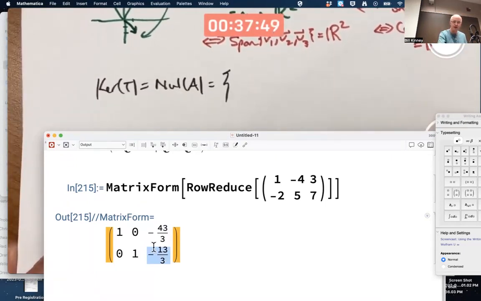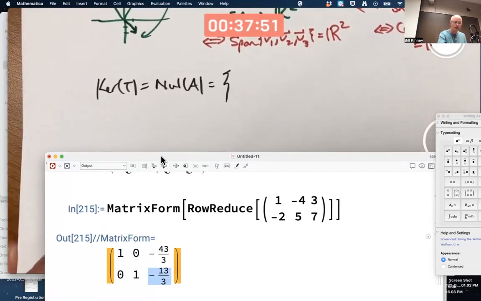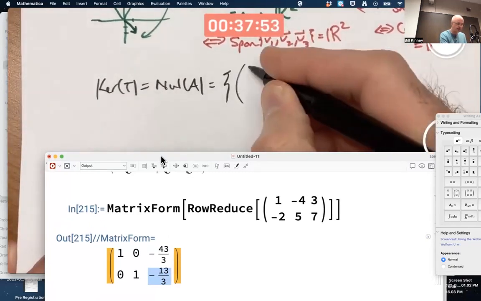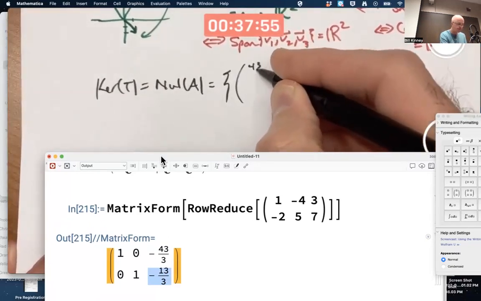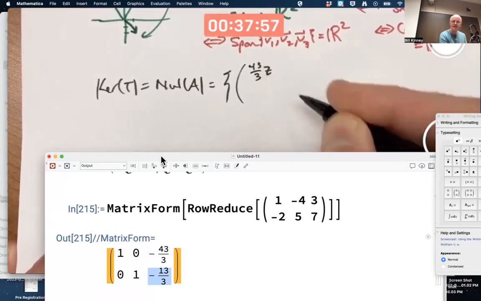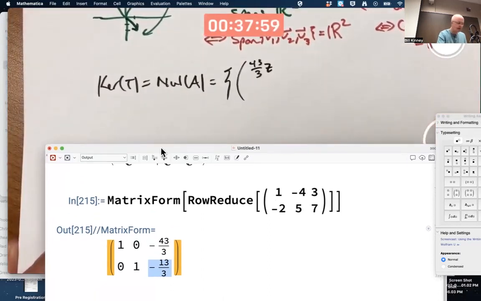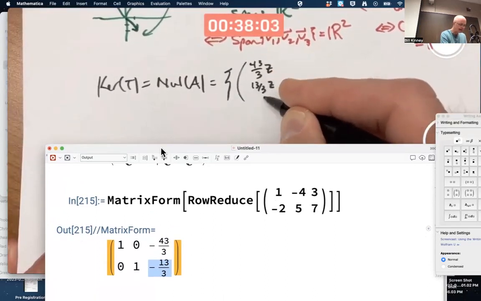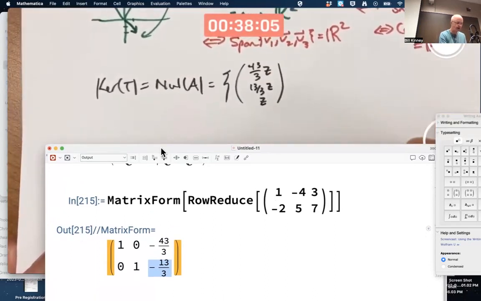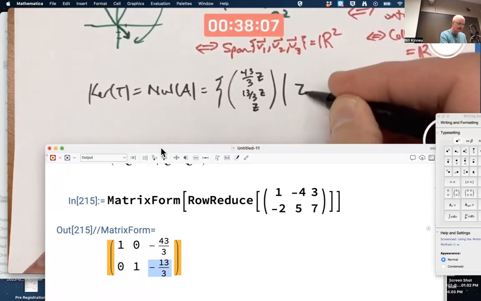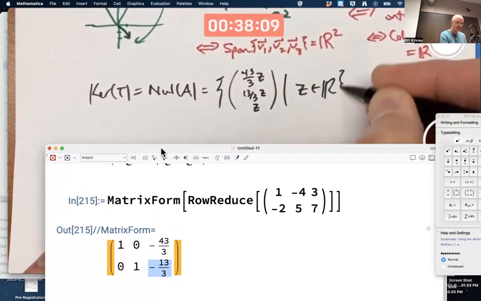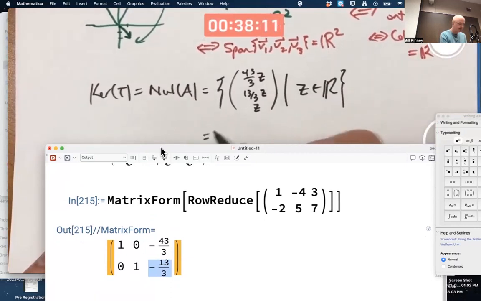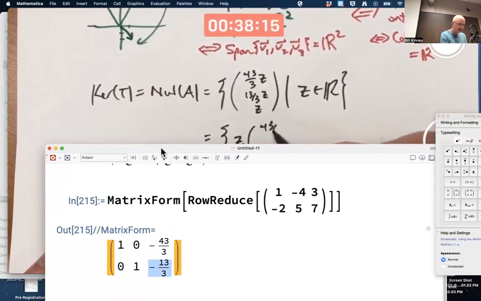It's always tricky for people to remember this. So Z being the free variable, X is going to be 43/3 times Z. Y is going to be 13/3 times Z. And Z is just itself. Z is the free variable. As Z varies over the real numbers, I could factor out the Z if I like and write it this way.